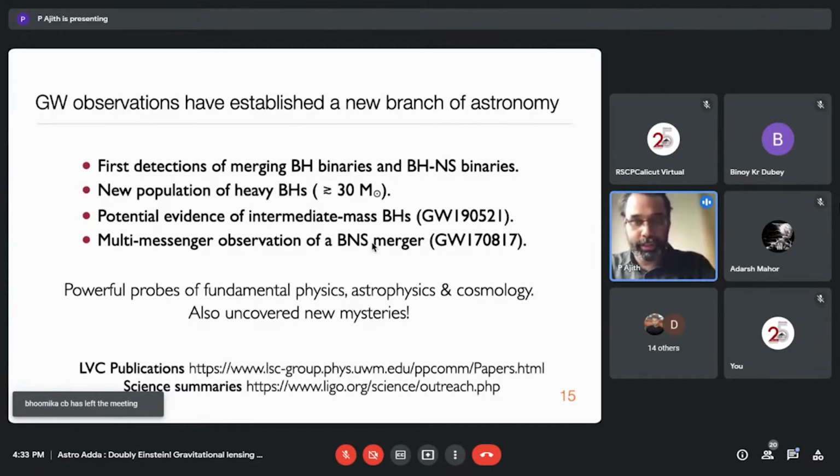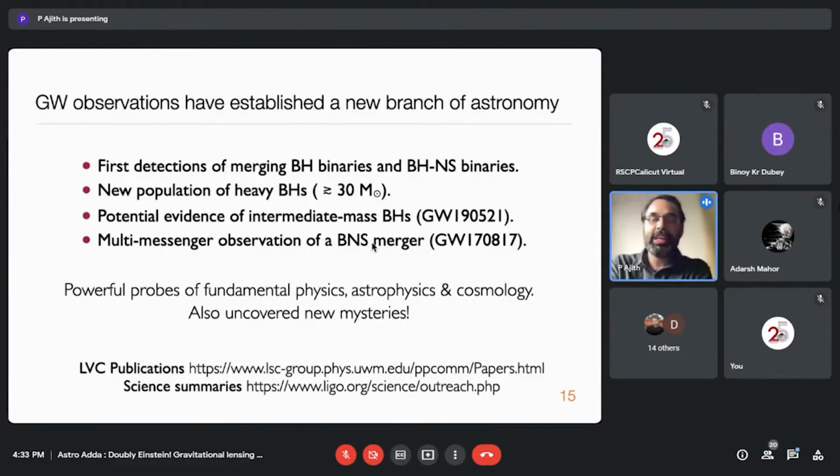All these observations have provided some really powerful probes of fundamental physics, for example, the nature of gravity and some clues about nuclear physics at extreme densities. They also inform astrophysics, in a variety of areas in black holes and neutron stars, and cosmology also, because we now have a new way of measuring the cosmic expansion rate from the observations of compact binaries. They also have uncovered new mysteries.